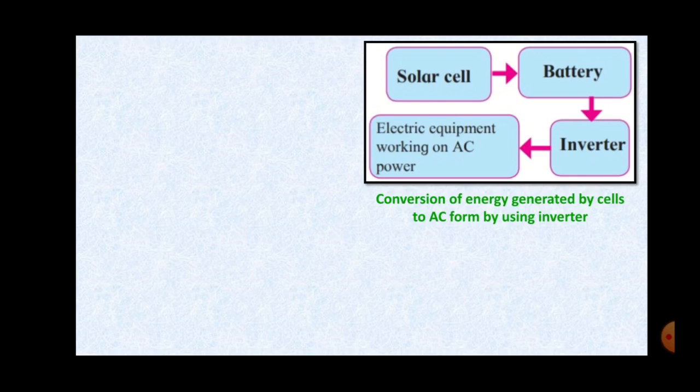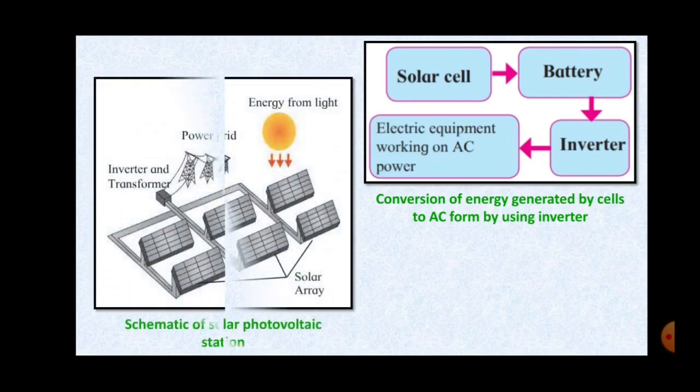So it cannot be used directly, the direct current has to be converted into the alternate current, which is done by the inverter, and then from the inverter it is supplied to the electronic device, right? So this is how the conversion of energy is done, and the electrical energy is generated by the solar cell.